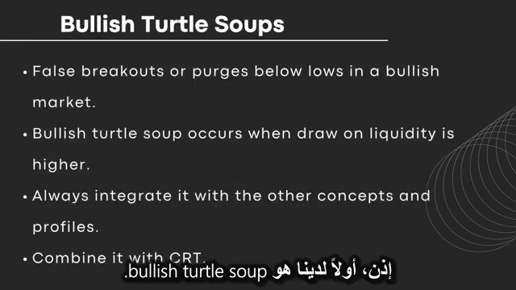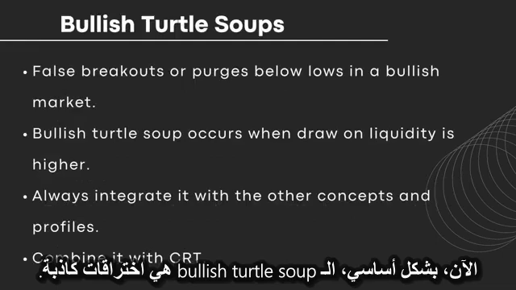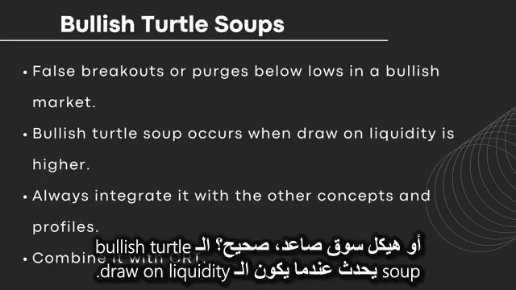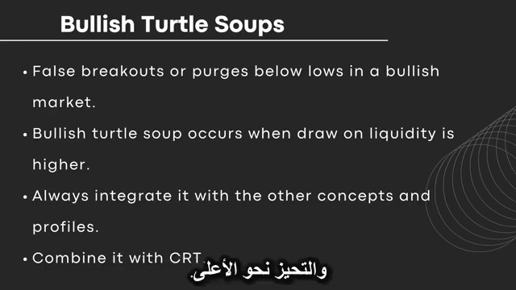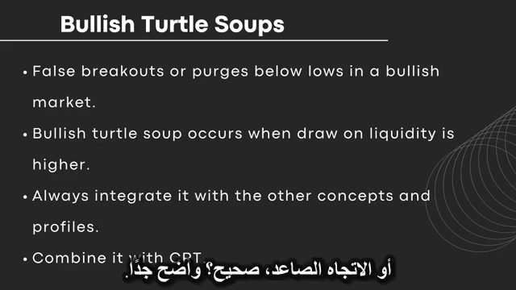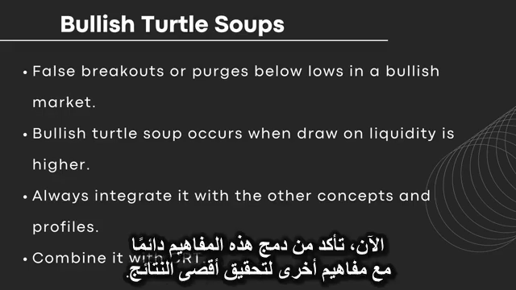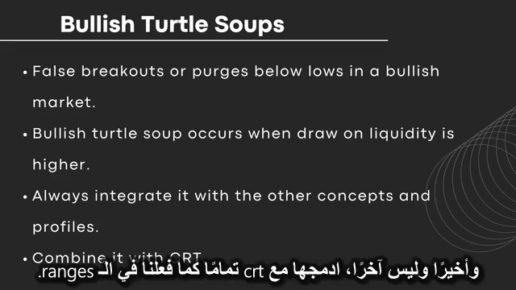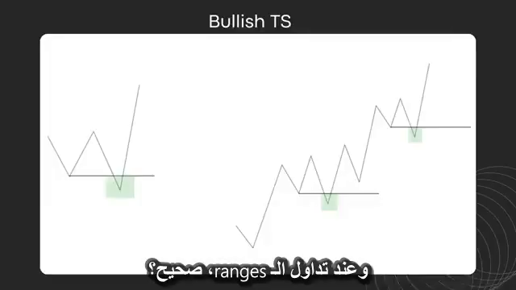So the first one we've got is the bullish turtle soup. Basically, bullish turtle soups are false breakouts or purges below lows in a bullish market structure. Bullish turtle soups occur when the draw on liquidity and bias is towards the upside. Pretty obvious. Make sure to always integrate these with other concepts to achieve the maximum results when trading bullish turtle soup. And last but not least, combine it with CRT, just like we did when trading ranges.